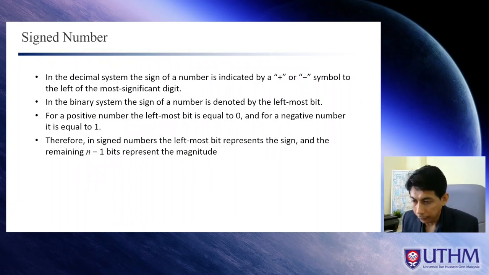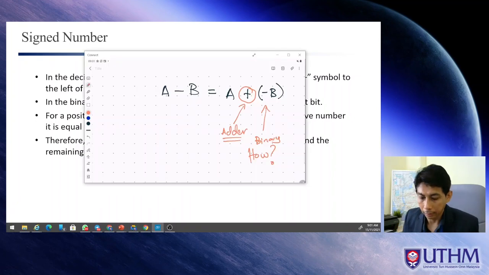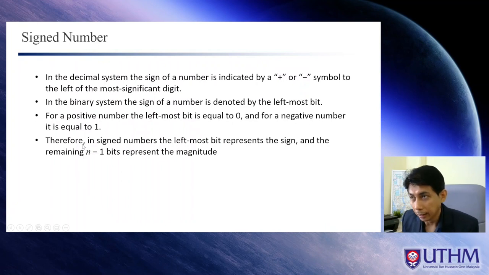That is why we have a signed number representation in binary system or in digital. So in decimal, we have positive and negative numbers. For positive number, we have sign plus. For negative number, we have minus symbol or sign, to the left of the most significant bit, something like minus b. So this is the sign. But how do we represent the number in binary?